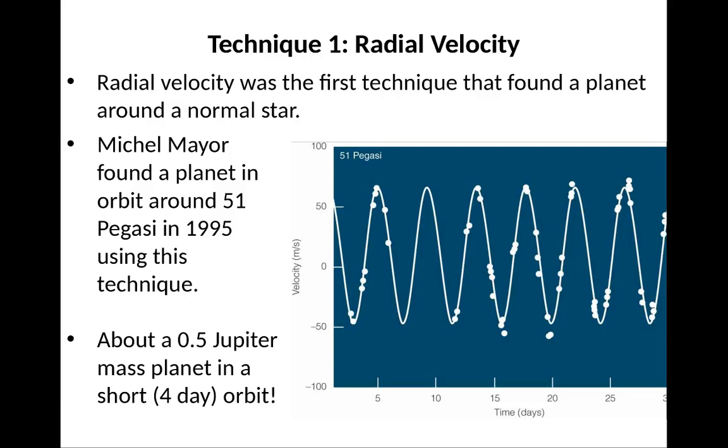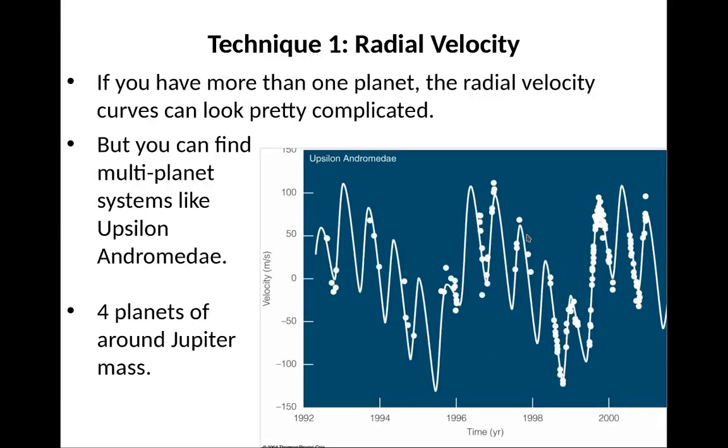In fact, they didn't anticipate that it would work because they were looking for Earth mass planets. But they found a 0.5 Jupiter mass planet in a 4-day orbit, which moves the star so much that you can just see it. The star moves back and forth by 50 meters per second. That's almost about 60 miles an hour or so, back and forth. So a policeman with a radar detector could see this thing. But it's harder for smaller planets.